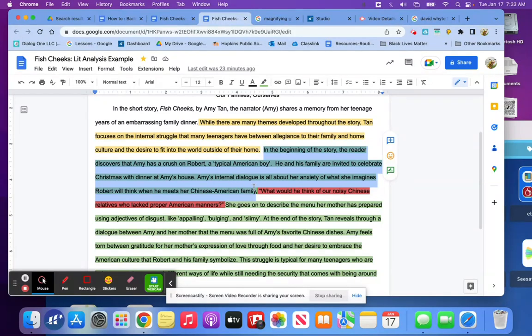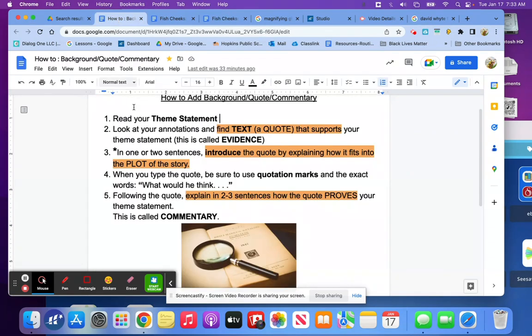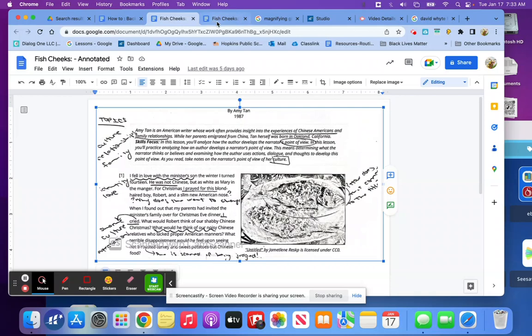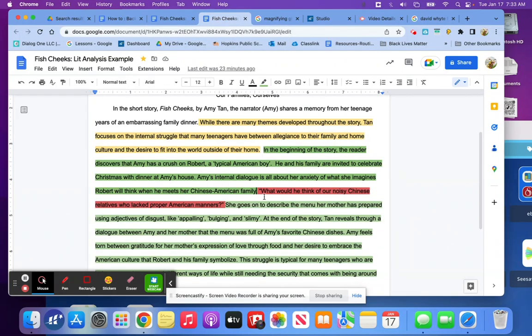That is step three. And then step four, it says when you type the quote, be sure to use quotation marks and the exact words that you find in the text. So this is really important. Sometimes kids forget to type exactly what's written. So I have a comma here, and then I have the quote in quotation marks. "What would he think of our noisy relatives who lacked proper American manners?" The question mark goes inside of the quote, and then the quotation mark ends. And then I have a period, hopefully, because that's the end of my sentence.